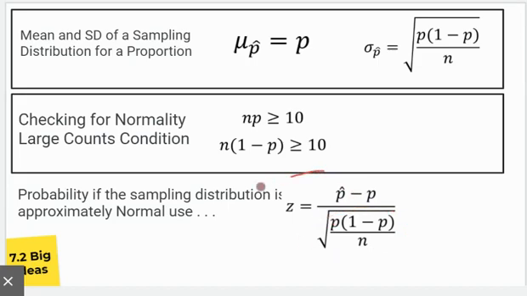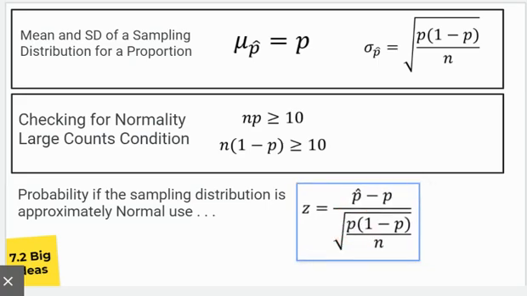And this follows our formula for z-scores already. If we remember, our formula for z-score is value minus the mean divided by the standard deviation. So this is the same thing. Our p hat is our value minus our mean, which we just established up here, is equal to p, divided by the standard deviation. And the standard deviation for a sampling distribution for proportions is right up here. Square root of p times 1 minus p divided by n.